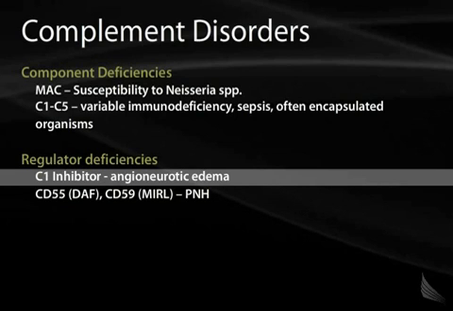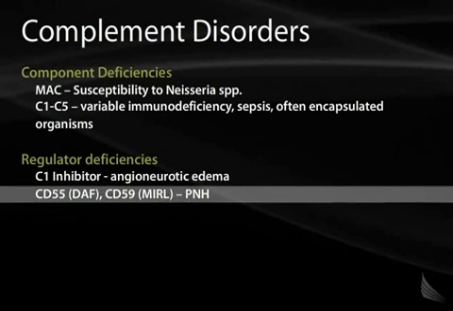And even if you stop it after the C3 convertase, at this point you've created what? C3a. That's the anaphylatoxin that can lead to what? Vasodilation, swelling. That's what causes this edema. So with C1 inhibitor deficiency, people get edematous: hands, feet, face swelling. If you have deficiencies in CD55 or CD59, those are associated with PNH, which stands for paroxysmal nocturnal hemoglobinuria. So again, PNH is associated with CD55 and CD59 deficiencies.